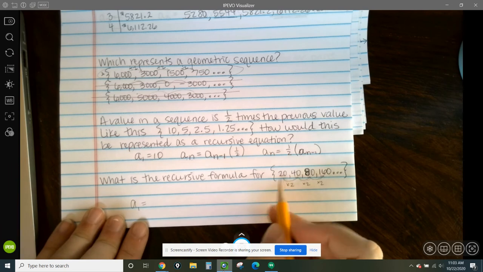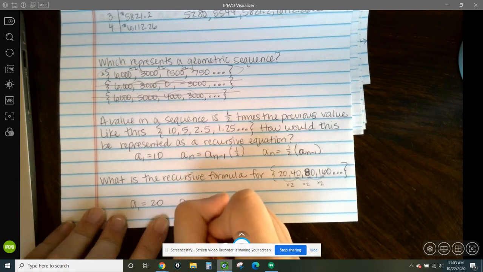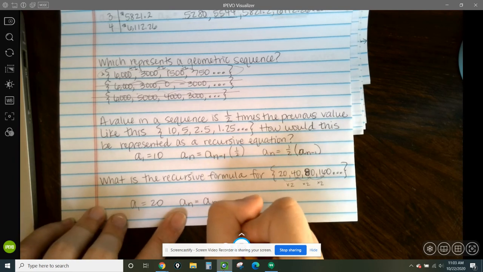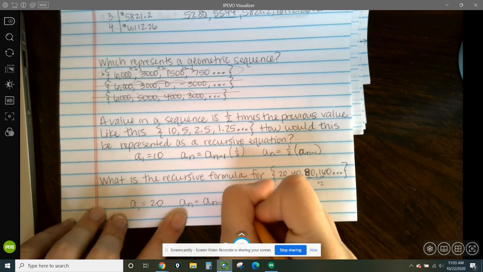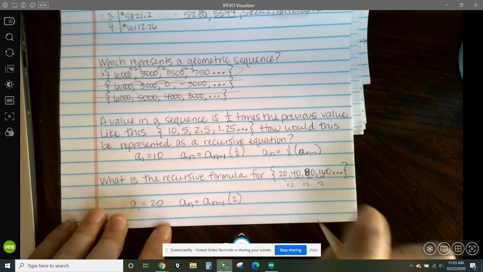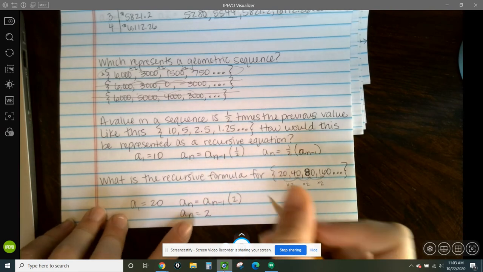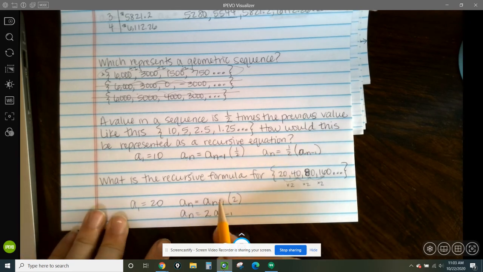The first term in our sequence was 20. You got to have a starting point. And then if you want to find any term, if you want to find the next term, you have to take that previous term and do what? We decided we were multiplying it by 2. And again, I would maybe rewrite it just personally 2 times that a sub n minus 1. Both of these are totally fine. I just prefer to write the constant first.